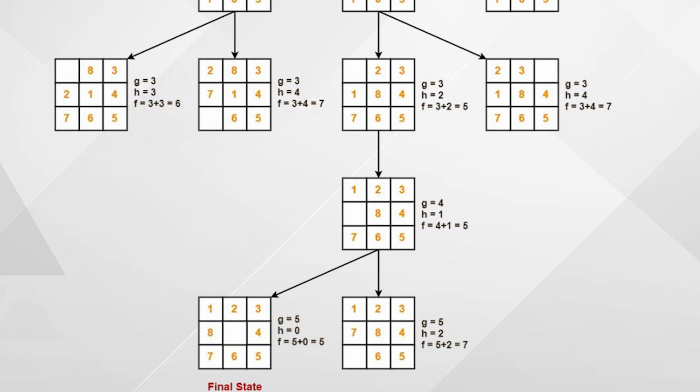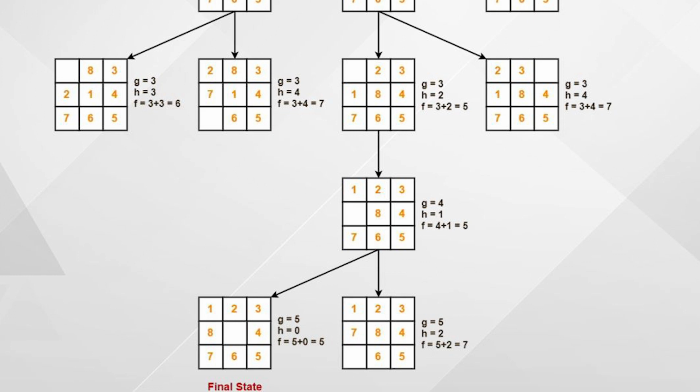So we have tiles like blank 8 3 2 1 4 7 6 5. So our G is equal to 3, H is equal to 3. So F is equal to 3 plus 3, that is 6. And in the next option we have 2 8 3 7 1 4 blank 8 5. So our G is equal to 3, H is equal to 4. So F is equal to 3 plus 4, that is 7.